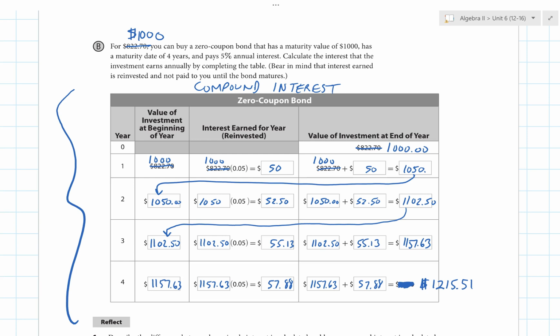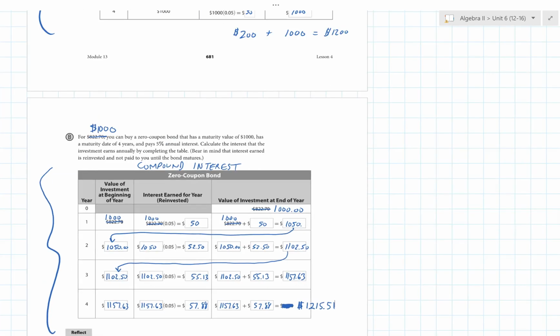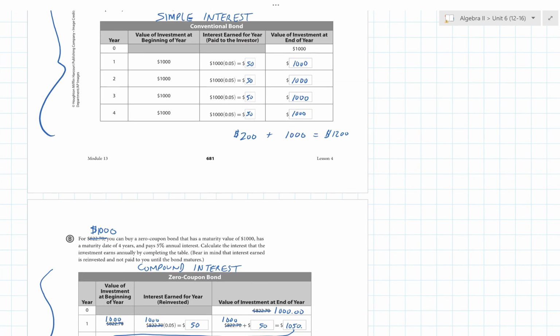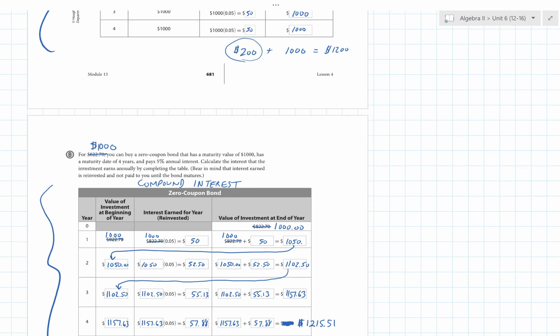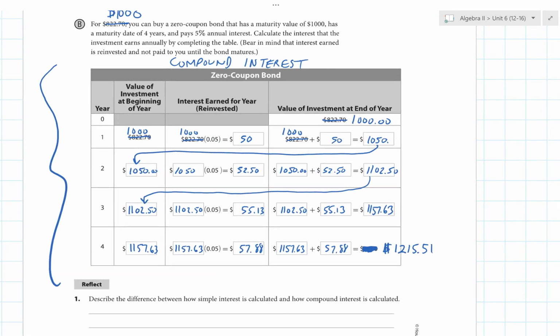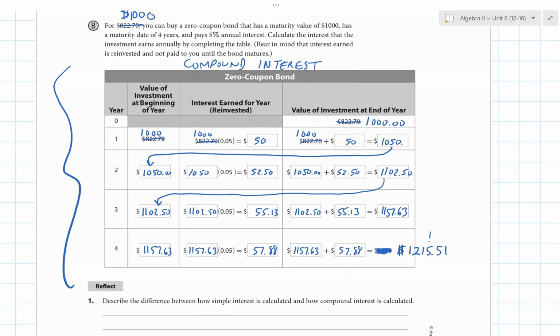And so just to contrast the two examples, in the first example, we didn't reinvest our interest. We just took our lump sum interest at the end, and so we ended up with $1,200. But when we compound the interest at the end of each year, we earned an extra $15.51. And that may not seem like very much money to you, but if you're talking about a much larger investment, maybe $10,000 or $100,000 or $1 million or something like that, the compounding makes a significant difference.